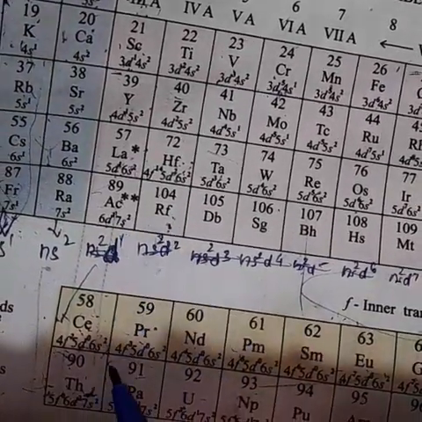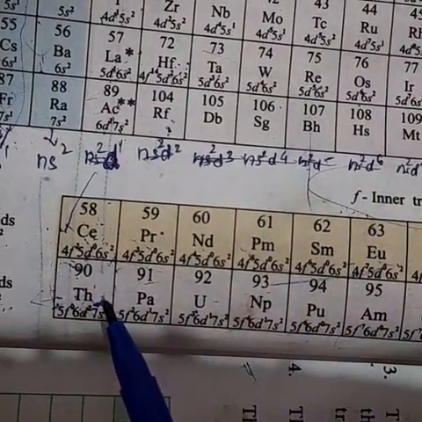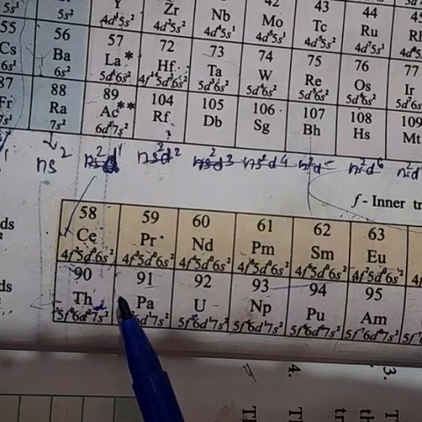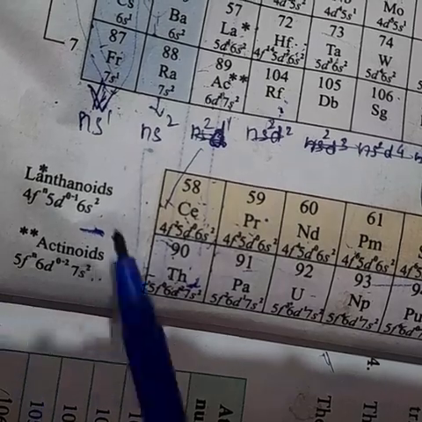You should study the outer electronic configuration: 4f1 to 14, 5d0 to 1, 6s2. Okay, very very important, study well.